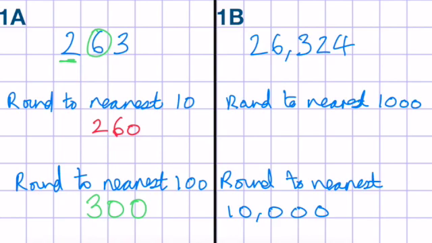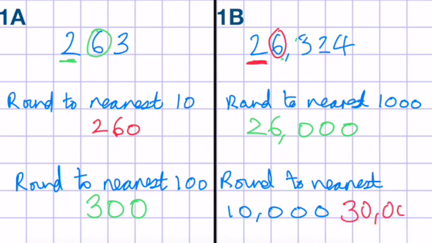26,324 to the nearest 1,000. So we've got a 6 in the thousands column. So we're either going to round down to 26,000 or up to 27,000. And we've got a 3 in the hundreds column, so we're going to round it down. So it's 26,000. Right, the next one is to the nearest 10,000. So we have got a 2 in the 10,000 column. We're going to look next door and it's a 6. So we're going to round up to 30,000.